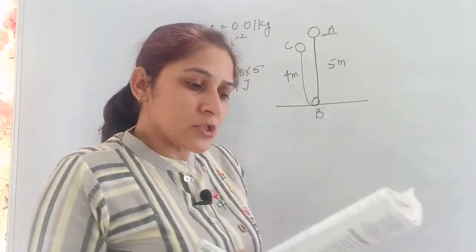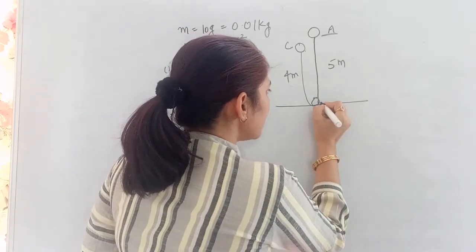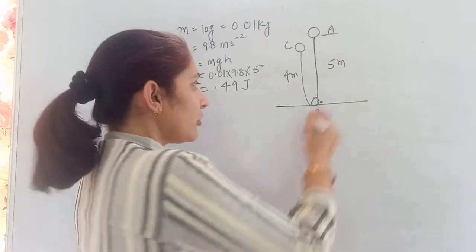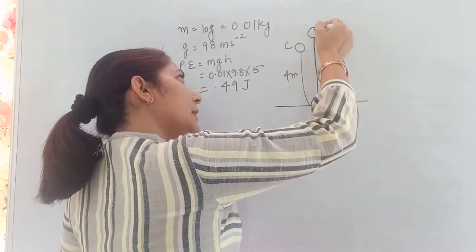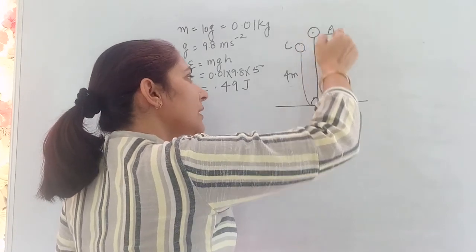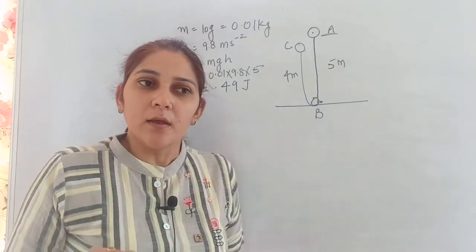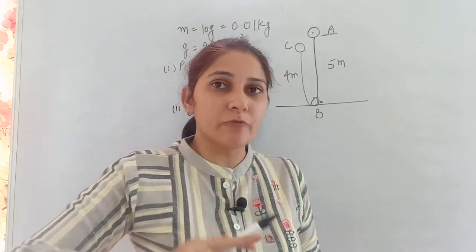The kinetic energy of the ball just before striking the ground. Just before striking the ground. Suppose we are talking about this position. Just before striking the ground, what will be the kinetic energy? Whatever energy the ball stored here in the form of potential energy, the whole energy is here in the form of kinetic energy, because you are aware energy can neither be created nor be destroyed. It can be transformed from one form to another.